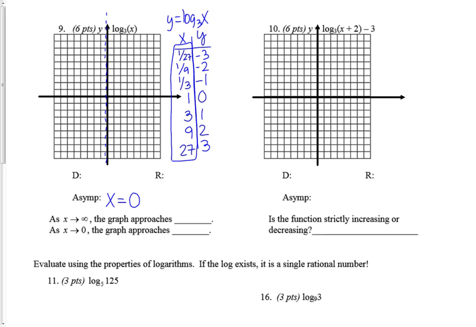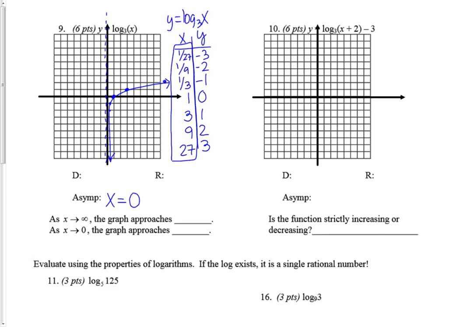So let's plot some more points on there. I've got 1, 0. I've got 3, 1. And I have 9, 2. I have 1/3, negative 1, and the tail down here is going close to the asymptote. My graph has arrows on both ends to show that it keeps going in both directions.